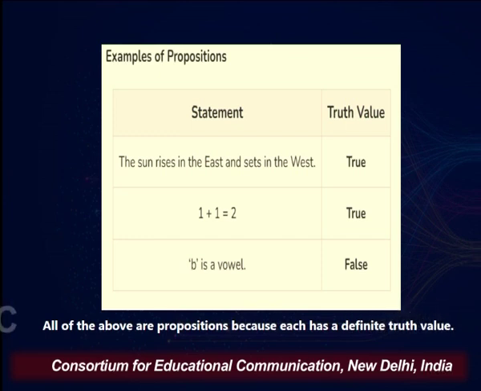We have seen 3 statements, and we have also seen that there is a truth value assigned to each and every one of these propositions. So, one important property of a proposition is that it must have a definite truth value. All the above statements are propositions because they have a definite truth value.